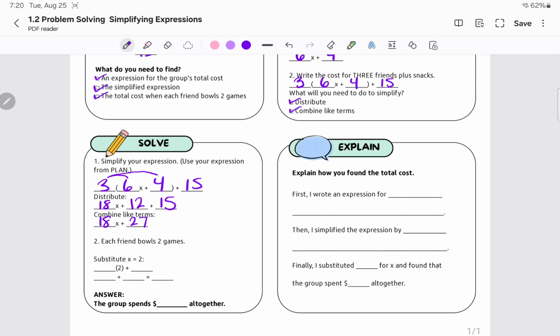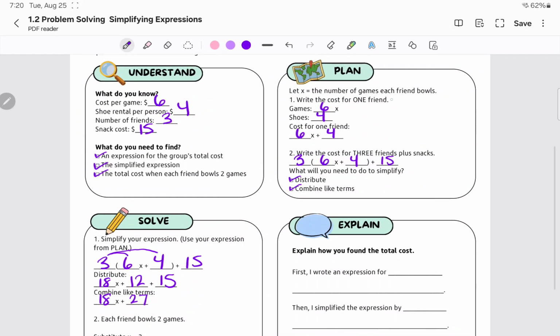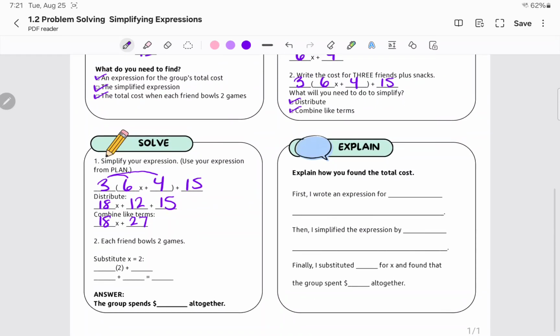Now I have to find the total cost when each friend bowls 2 games. So I have to substitute. Remember, x is the number of games each friend bowls. So I'm going to substitute 2 in for x. Okay? So I'm writing this thing, 18x plus 27, but I'm substituting the 2 in. And now I just have to multiply 18 times 2. That gives me 36, and then the 27. And I just have to add these together.